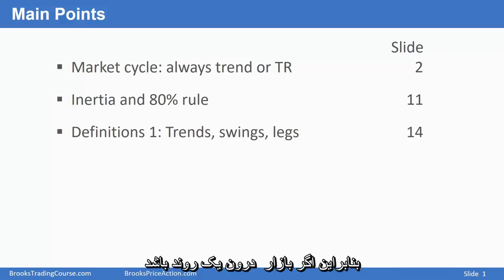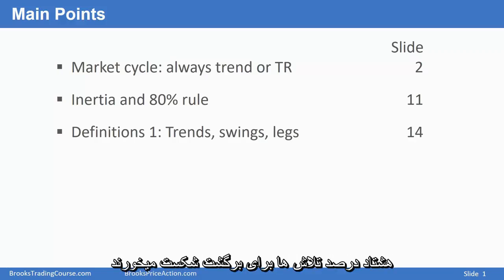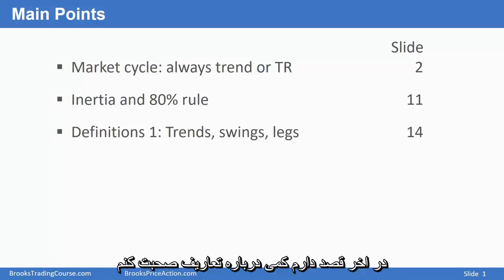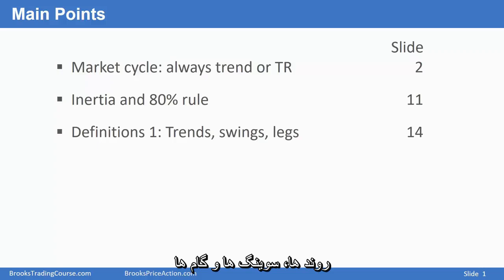So if a market's in a trend, 80% of reversal attempts will fail. If it's in a trading range, 80% of breakout attempts will fail. Finally, I'm going to talk a little bit about definitions, trends, swings, legs.